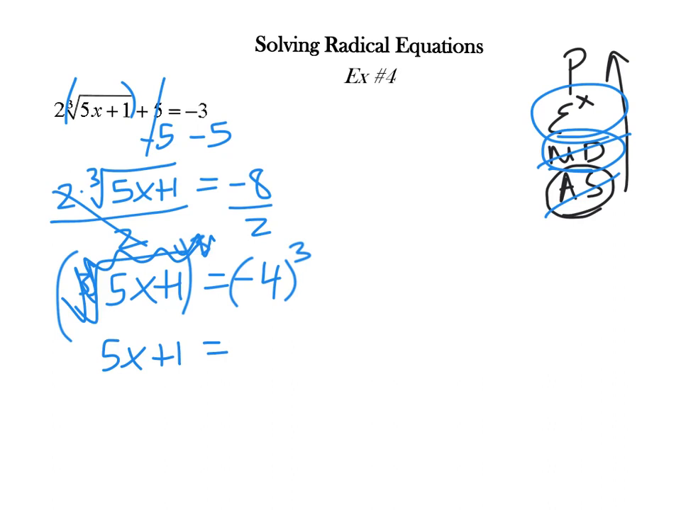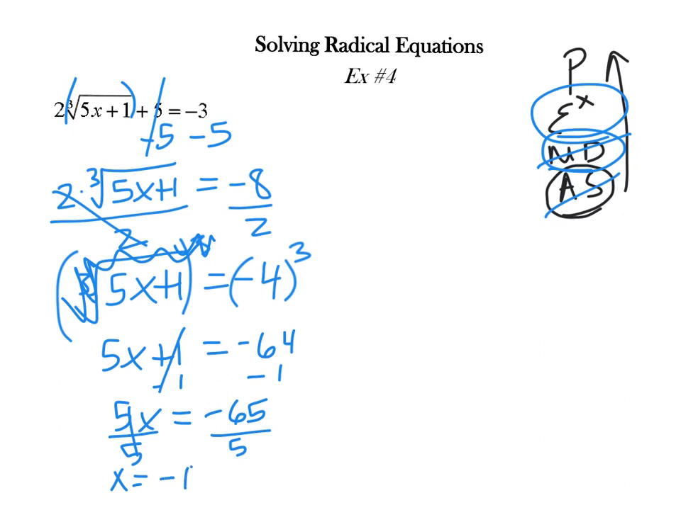Now what that means is you have negative 4 times negative 4 times negative 4, which results in negative 64. As we move on to solve for x, we subtract 1 from both sides. We're left with 5x equals negative 65. Divide by 5 on both sides. We have x equals negative 13. Again, before we solidify this as our answer, we want to plug it back into the original problem and find out if it's actually a solution or not.